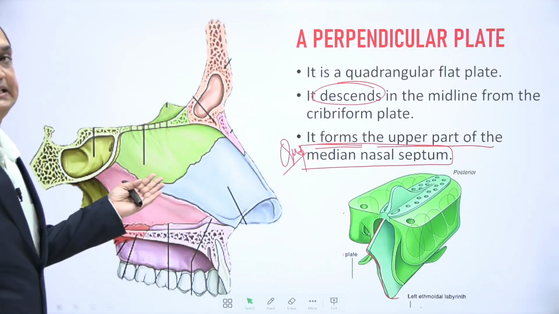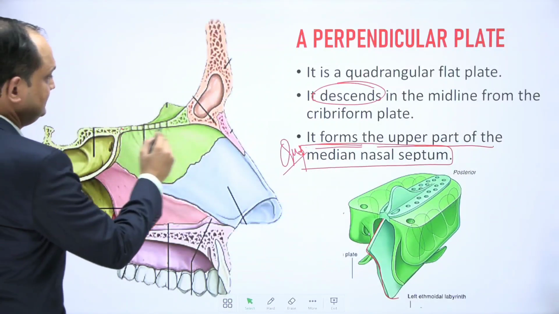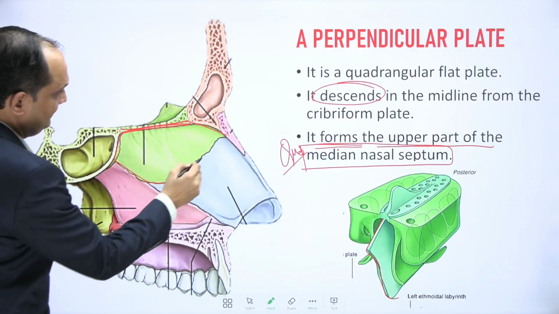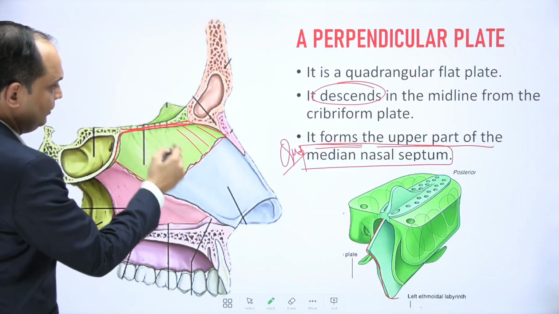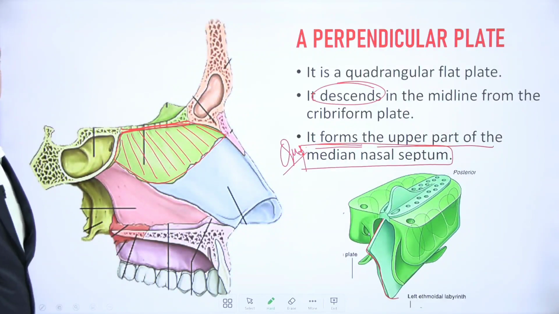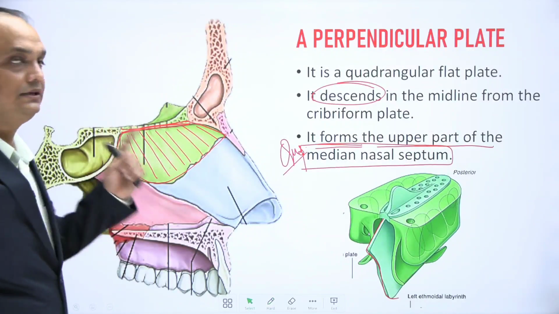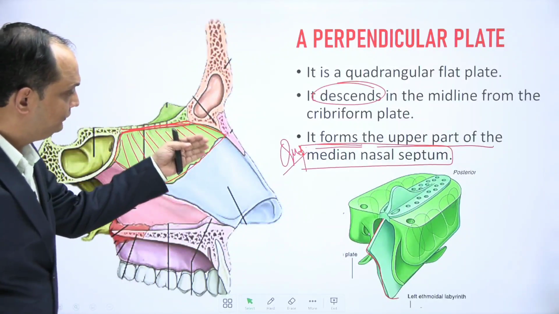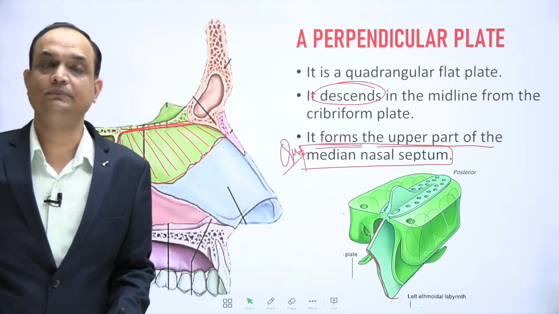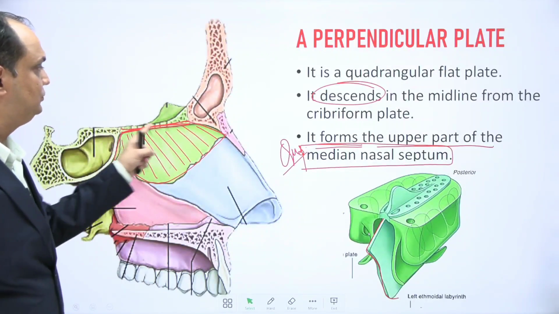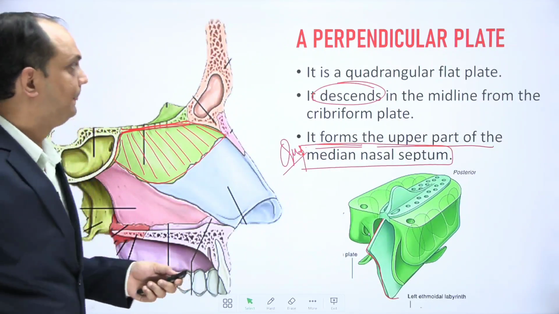When you see the nasal septum, you can see that this is the cribriform plate. From the plate you can see that a midline structure is going down, and this down midline structure is known as the perpendicular plate. But dear students, you have to understand that this plate is not going to form the complete part of the median septum. It is present only in the upper portion of the nasal septum.